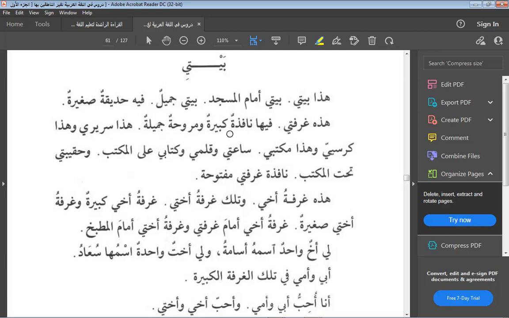فيها نافذة كبيرة. It has, فيها means it has, or in it is, نافذة, a window, كبيرة, a big window. ومروحة جميلة. هذا سريري وهذا كرسيي. This is my bed and this is my chair. وهذا مكتبي, and this is my desk or table.